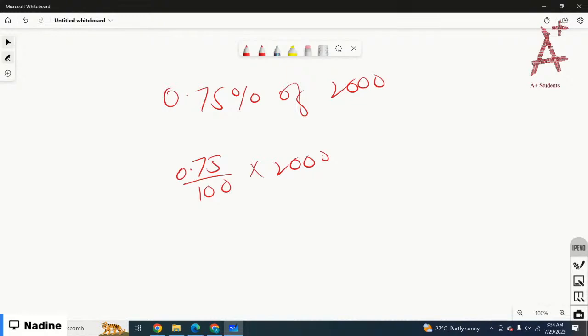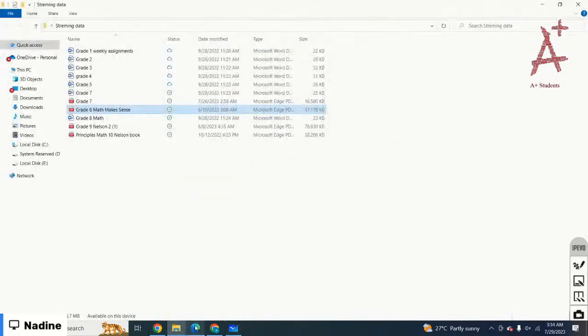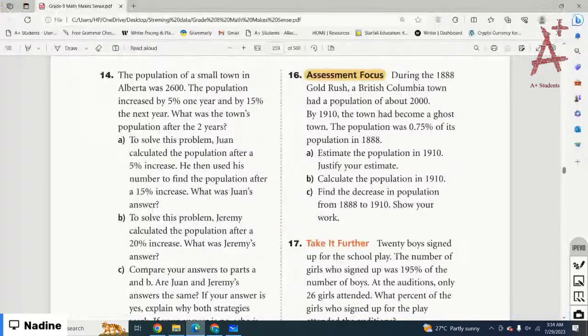That means they are now reduced to just 15. Got it? Okay, the next one is: calculate the population in 1910. So in 1910, you have just 15% people. Find the decrease in population from 1988 to 1910.